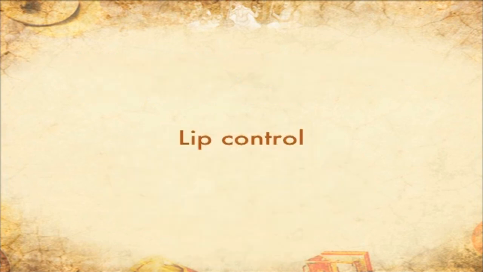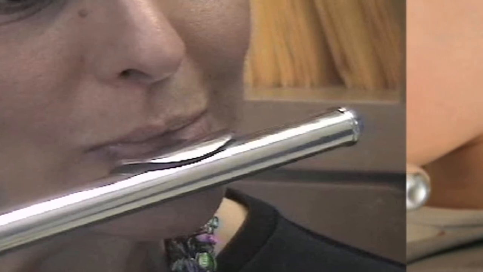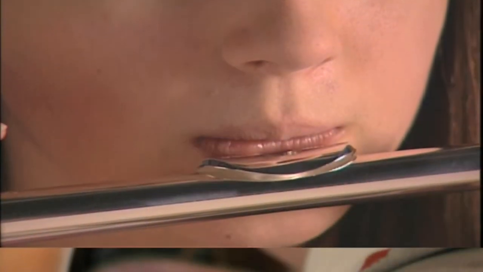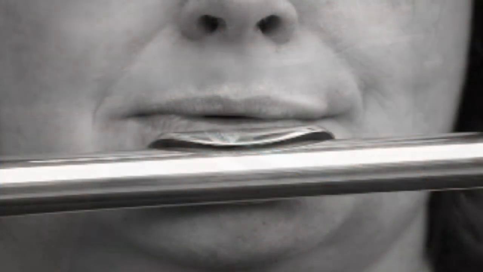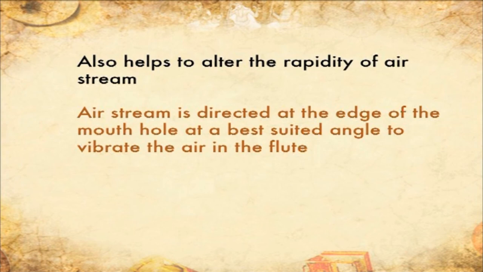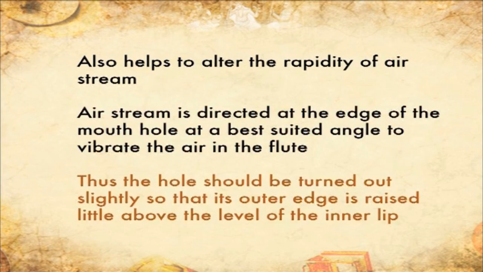Lip control. The function of the lips is to reform the air supply into a small jet, which will prevent the unnecessary spreading of air before striking the outer edge of the mouth hole. It also helps alter the rapidity of the airstream. This airstream should be directed at the outer edge of the mouth hole at an angle best suited to set to vibration the air in the flute. In order to achieve this, the hole should be turned out slightly so that its outer edge is raised a little above the level of the inner lip.